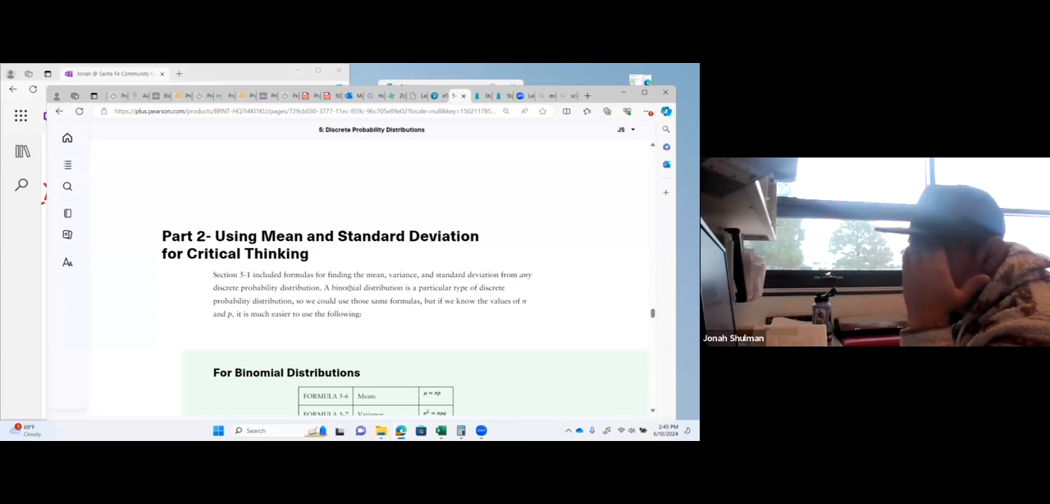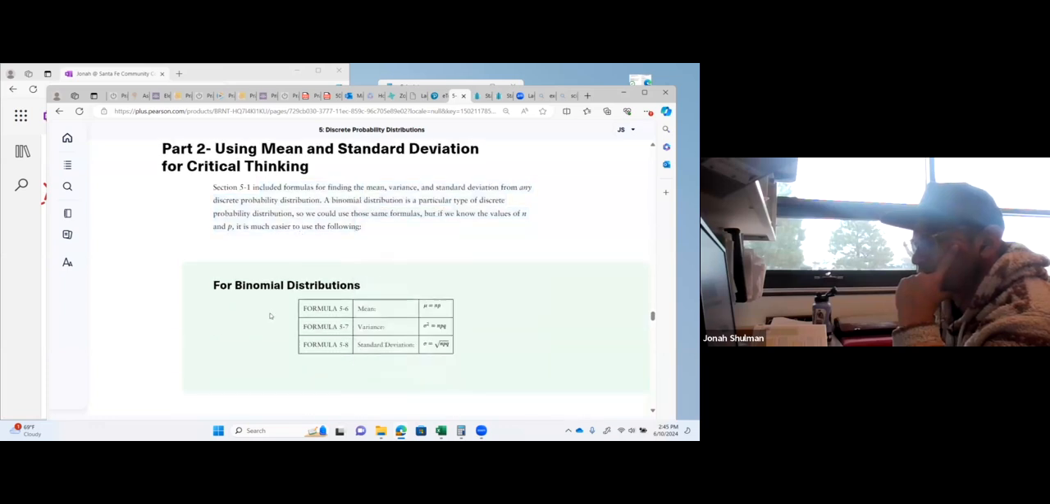All right. Part 2 is using the mean and standard deviation for critical thinking. The only one that was weird was the middle one. That's okay. Binomial distribution is a particular type of discrete probability, so we could use those same formulas, but if we know the values for n and p, it's much easier to do the following.